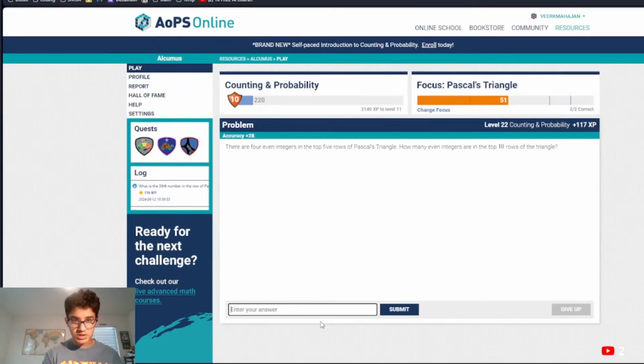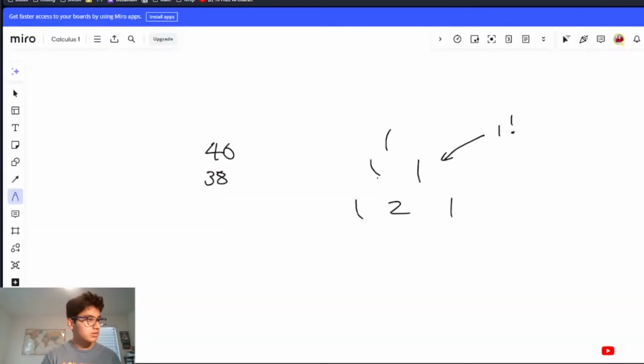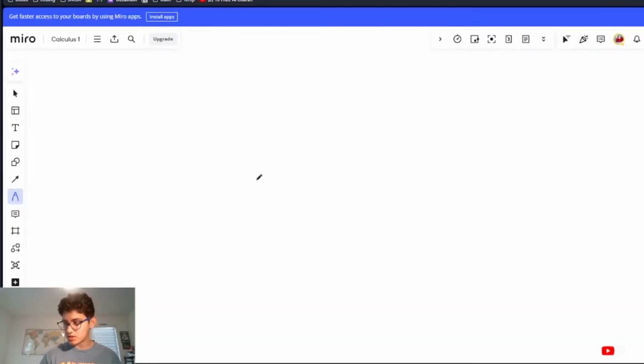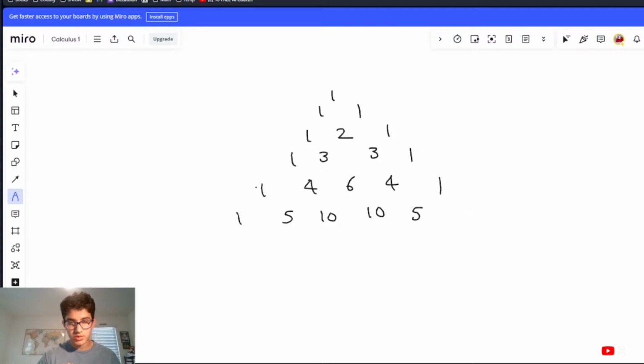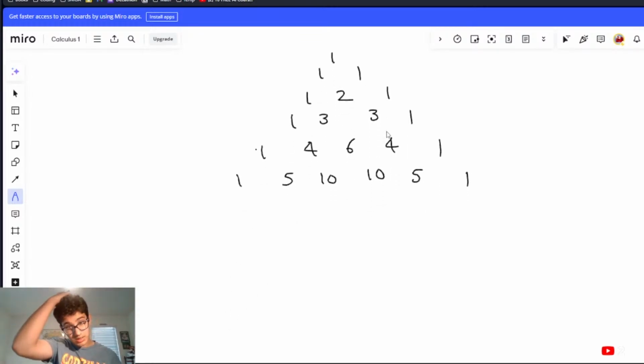There are four even integers in the top 5 rows of Pascal's triangle. How many even integers are in the top 10 rows of the triangle? Wait, this seems much harder, right? So let's see what they want us to do. 1 2 1, 1 3 3 1, 1 4 6 4 1. Then it's 1 5 10 10 5 1. I'm not going to manually do it, but okay, maybe we can go around doing it like this. On here, you're adding 2.